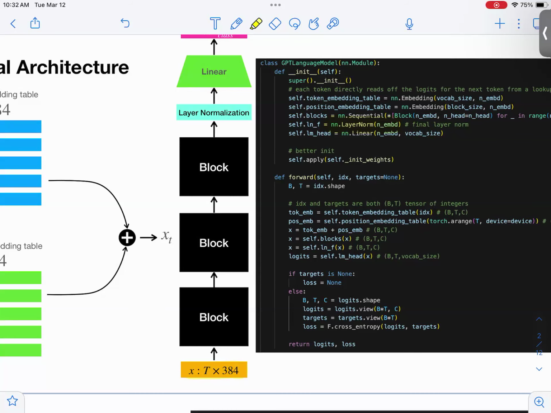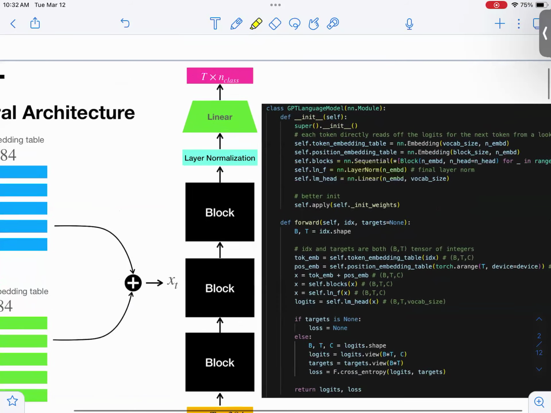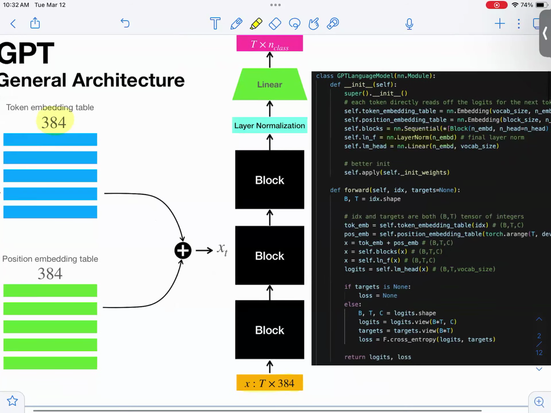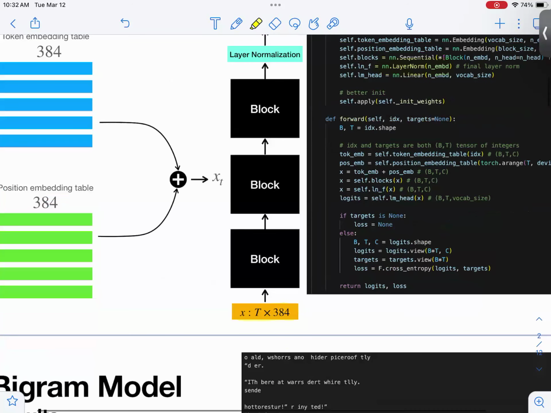So the idea is that this n_embd, in his code, is going to be 384. It doesn't have anything to do with the vocab size, which is about 65. This is the embedding size for each of our tokens. And then it passes through the blocks, they process. So each of our data would be T by 384. Each one of the rows you can think of as one token.